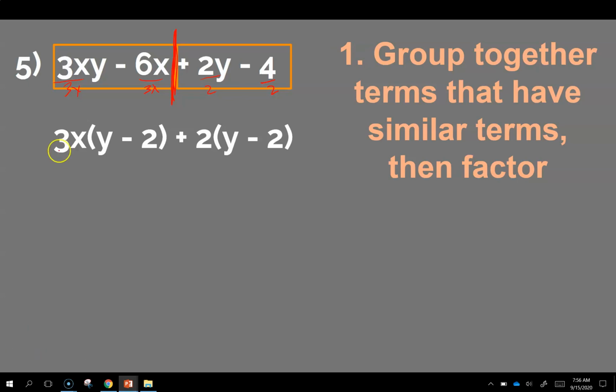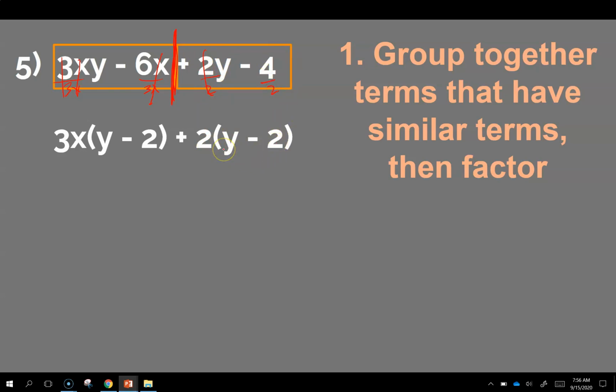So my 3x got moved in front. So when I divide 3x out, we have a y left over. Here, x is canceled, but 6 divided by 3 is 2. So we have 3x times y minus 2. Over here, when I divide a 2 out of both sides on my second half, 2 divided by 2 cancels. There's a y left inside. 4 divided by 2 gives me 2.